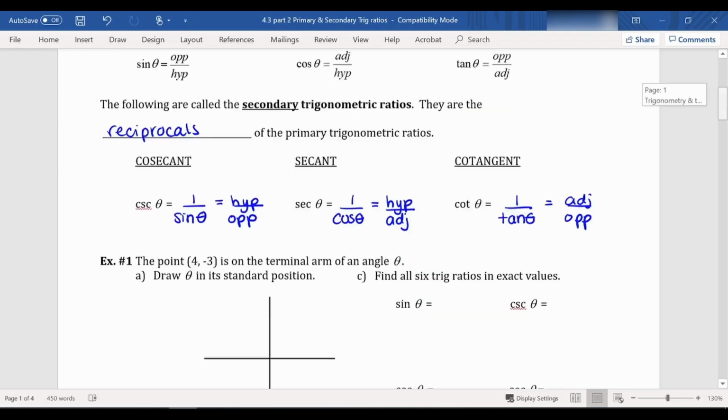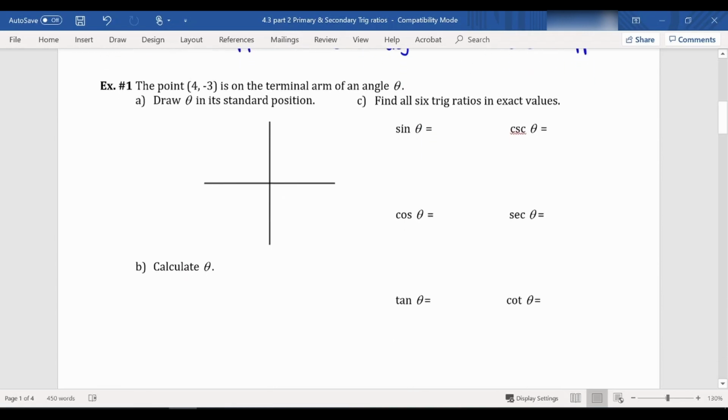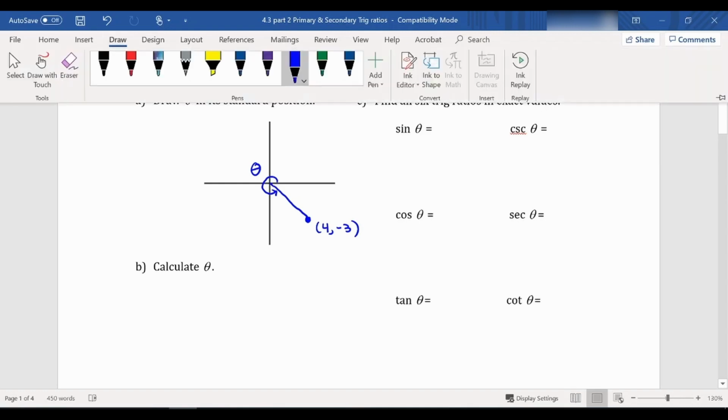So let's try a question. We've got the point 4, -3, which we know would go somewhere over in quadrant 4. And it's on the terminal arm of an angle theta. So we're going to draw ourselves a terminal arm, and we know that theta would be measured something like this. And this is the point 4, -3. We are being asked to find all 6 trig ratios in exact values.